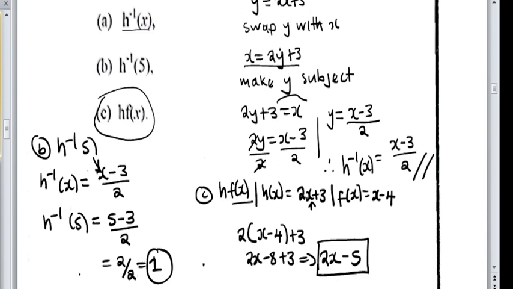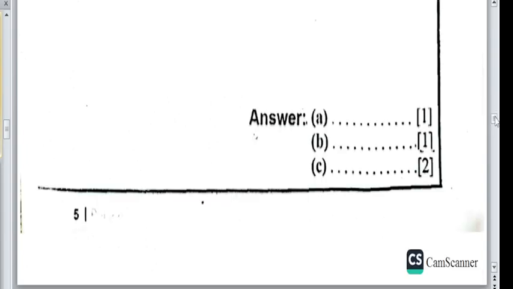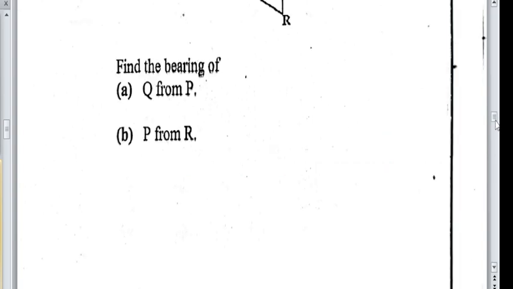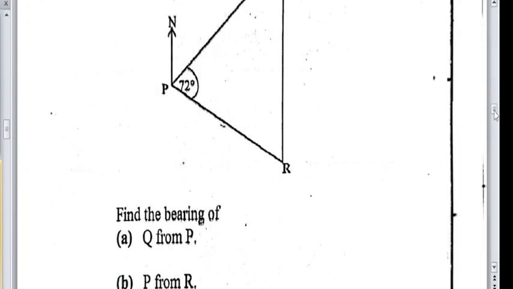We proceed to question 14. Now, question 14. Okay, so this is a question that we have.